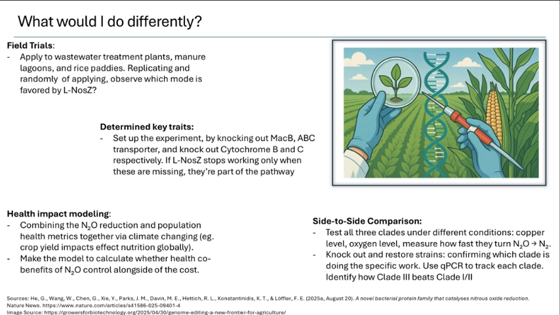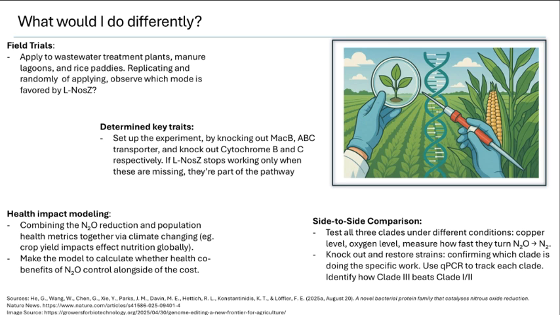The second one is determine key traits. By setting up the experiment, knocking out MACB, ABC transporter, and knocking out cytochrome B and C respectively one by one. If L0Z stops working only when these are missing, they are actually part of the pathway, which means they're actually playing crucial roles when regulating the pathway of the L0Z.